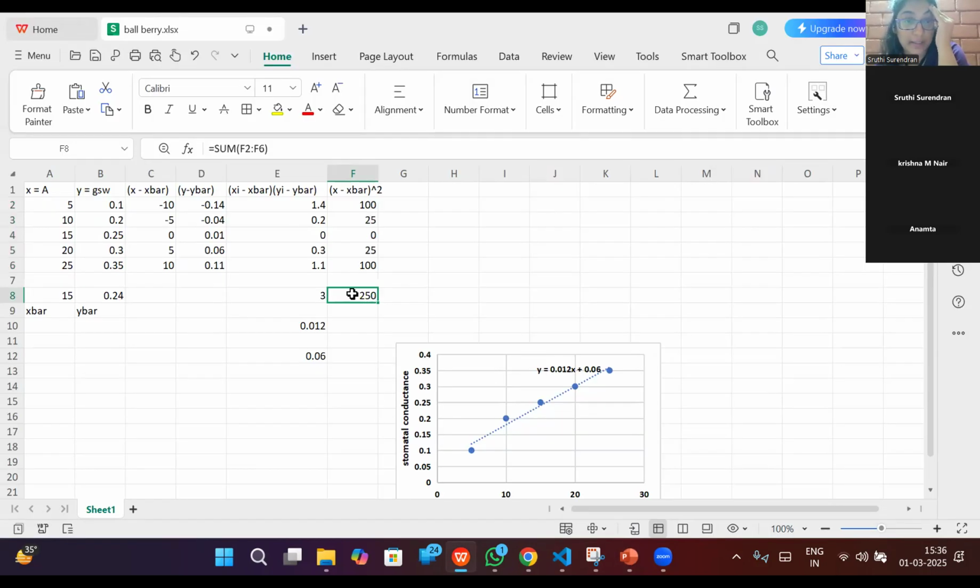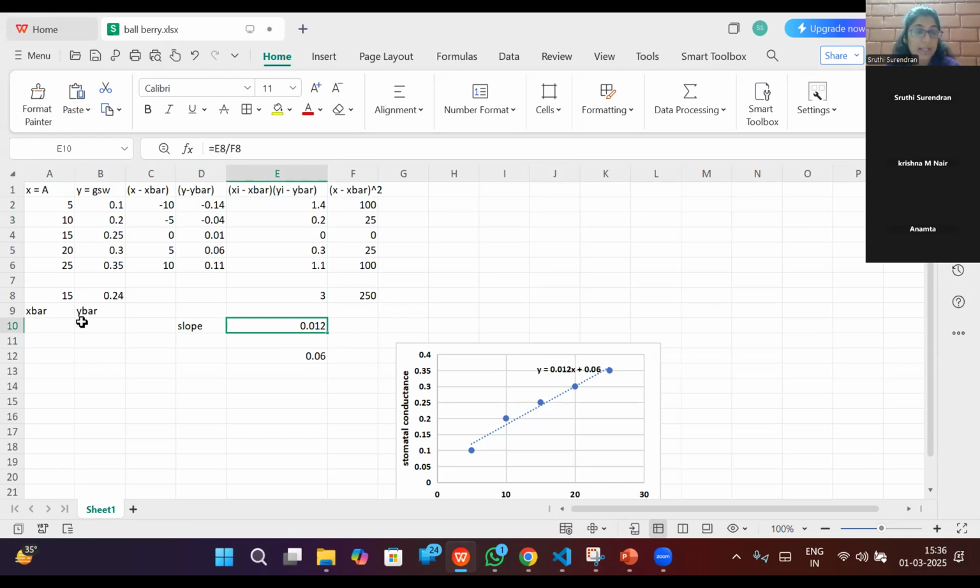Now we got the numerator and denominator. If we divide the numerator by the denominator, we will get 0.012, which is basically the value of the slope. So slope is equal to the sum of xi minus x bar into yi minus y bar, divided by the sum of x minus x bar the whole square. So the slope we get is 0.012.